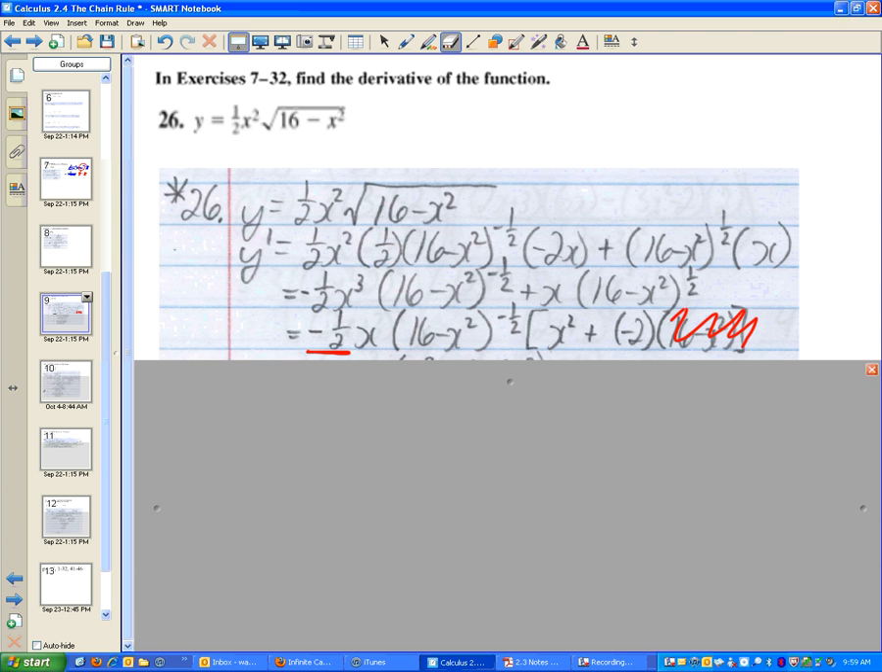Okay. And then what's that quantity to the positive 1/2 divided by the same quantity to the negative 1/2? When you divide factors with the same base, subtract the exponents. So 1/2 minus negative 1/2 gives us an exponent of 1. So I get 16 minus x squared. Yeah, it's a little scary.